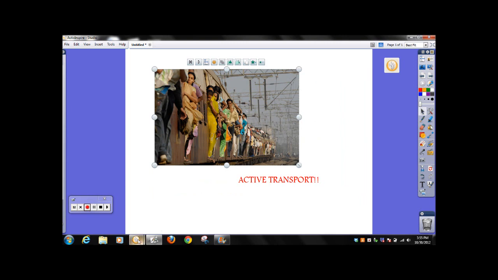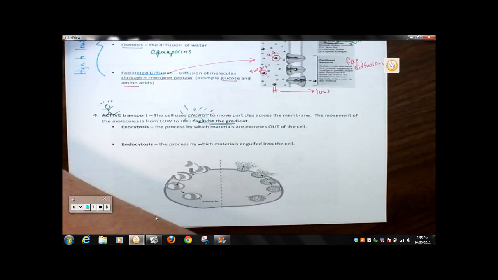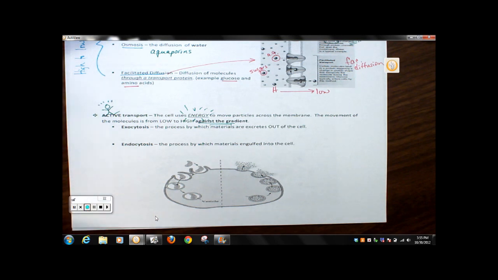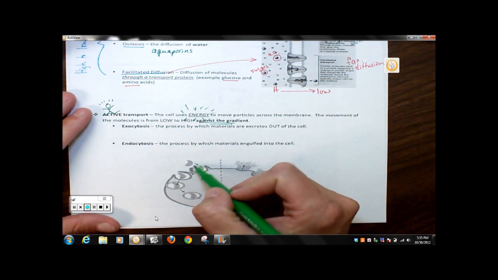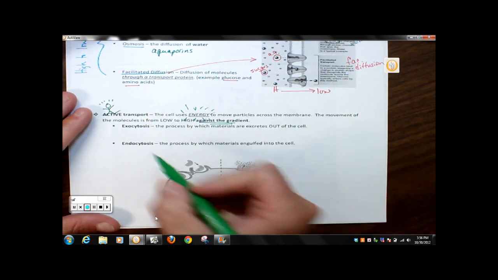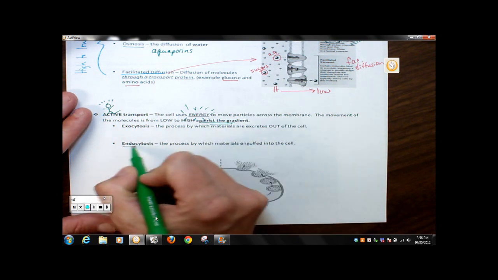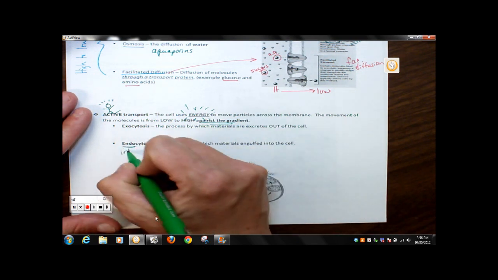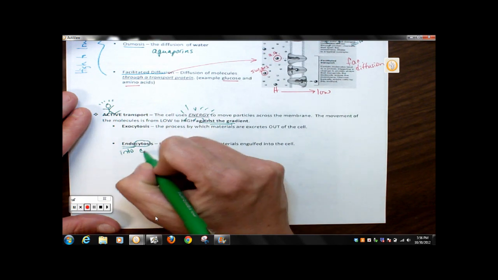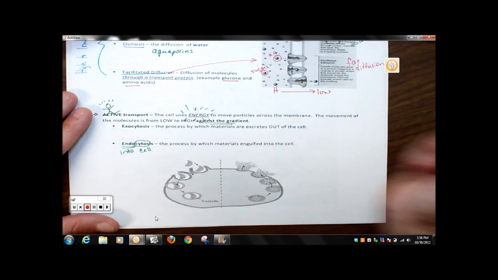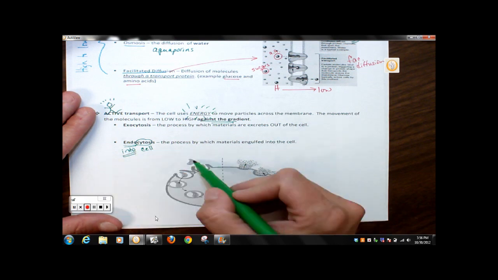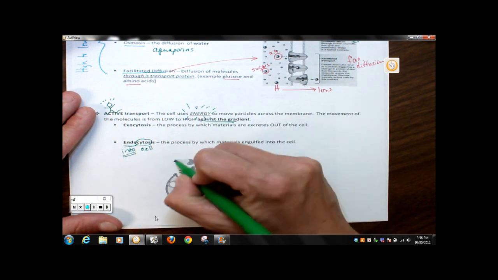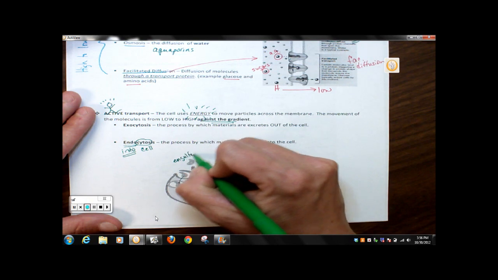And so there's 3 different times when the cell is going to require energy to bring things into it. The first one is if you have something large that needs to be brought in. So this looks like maybe a bacteria or something, and it's being brought into the cell. And you already know your root words. Endo means into, cyto means cell, and osis is the condition of. So it's the condition of something being brought into the cell. So something large being engulfed into the cell.